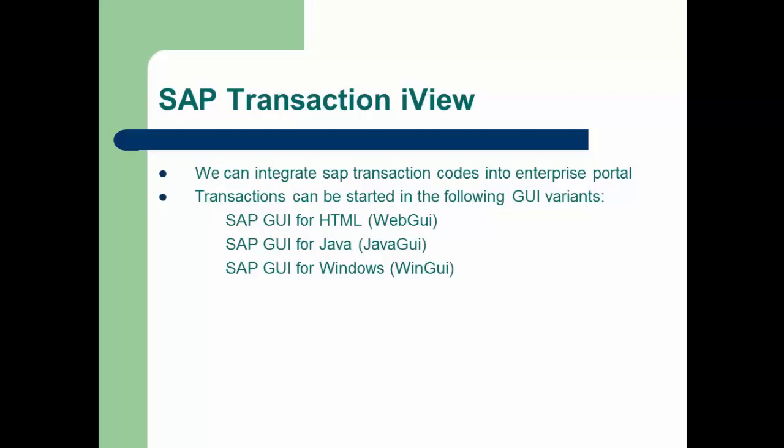By using the SAP Transaction iView, we can display different types of transaction codes into SAP Enterprise Portal in different variants. SAP GUI for HTML, that is Web GUI, SAP GUI for Java, that is Java GUI, SAP GUI for Windows, that is Windows GUI. Three types of GUIs are there. So the prerequisites are, we should create the system object as well as system alias, and we must configure SSO single sign-on with logout ticket or user ID password.